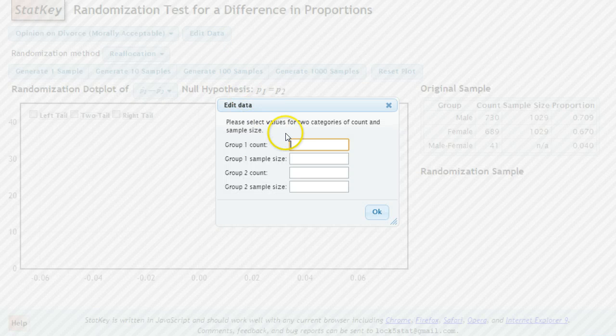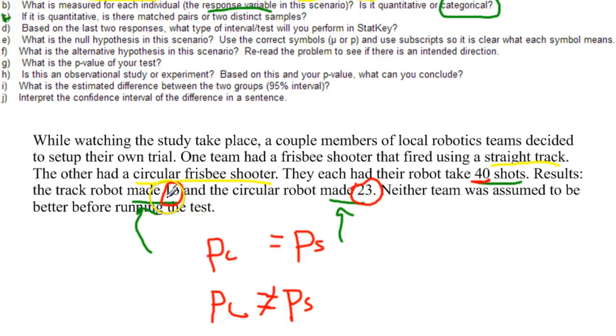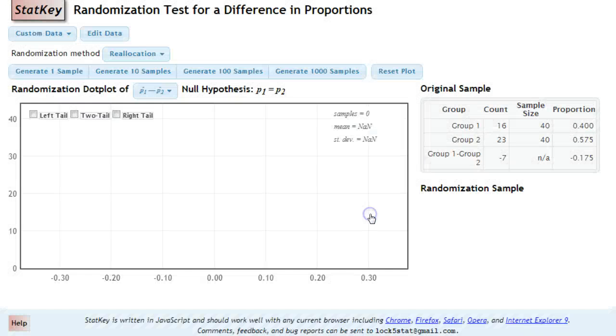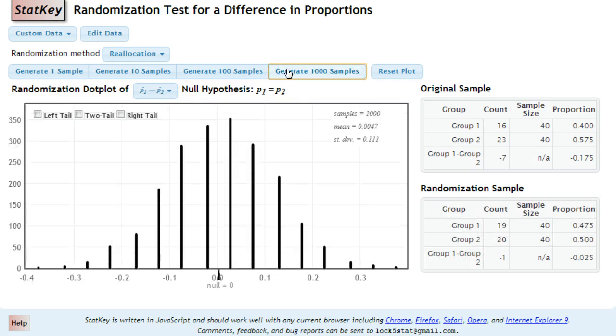We edit our data, and our group 1 count is going to be the amount that the first one made, so 16. And that was 16 out of 40. The other one was 23 out of 40. So we record each of those proportions, hit OK, and you can see that the randomization dot plot is going to take the sample proportion 1 minus the sample proportion 2, and it's going to generate lots of these example samples here.